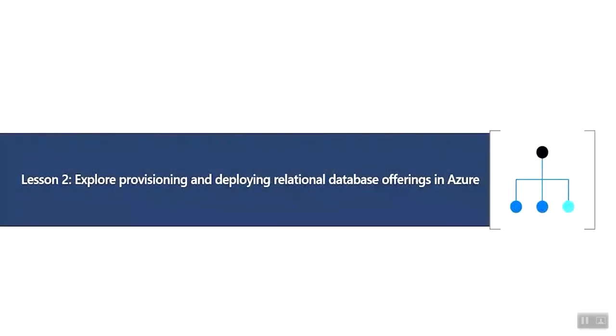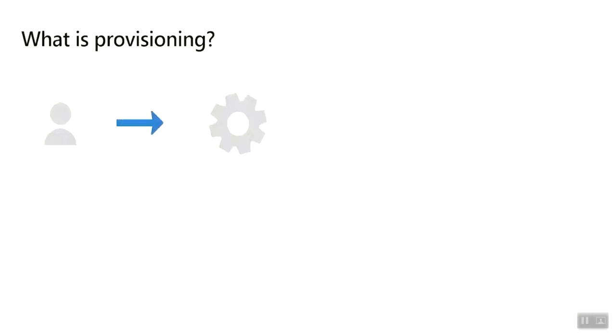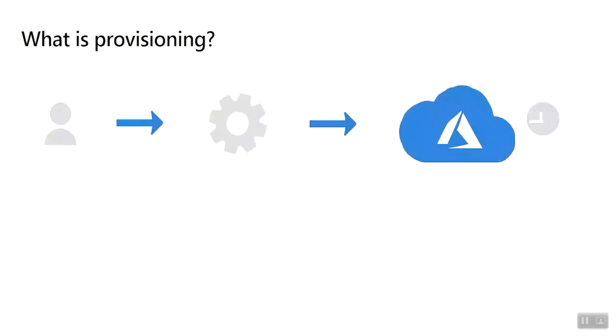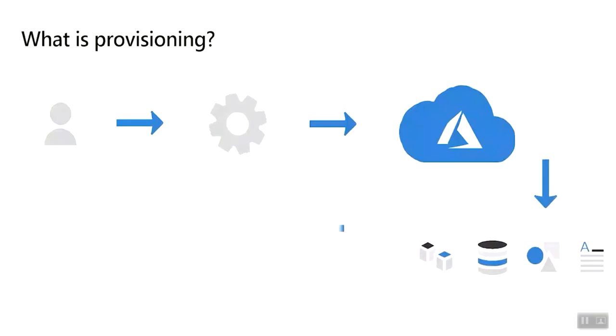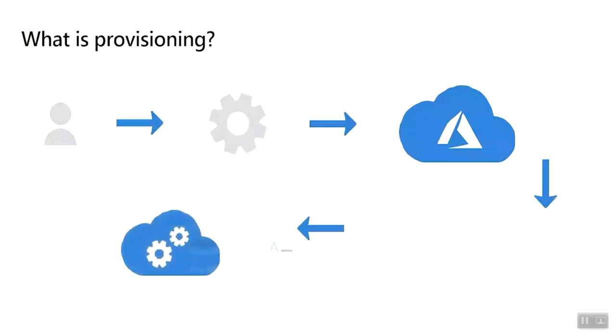Lesson 2, exploring, provisioning, and deploying relational database offerings in Azure. Now, what exactly is provisioning? Well, when a user specifies that they want to provision something, they need to specify the provisioning parameters, such as the type of servers, storage, memory, and compute power. These provisioning parameters are then sent to Azure to provision the service, and then Azure allocates the necessary resources to create the service. Now, once the service has finished provisioning, then the service is actually ready to use and the user can start to consume the service.